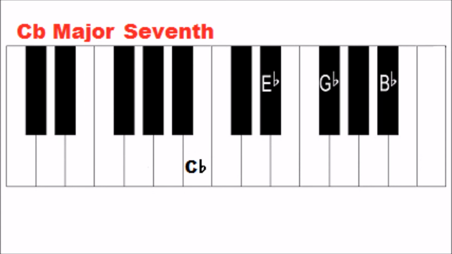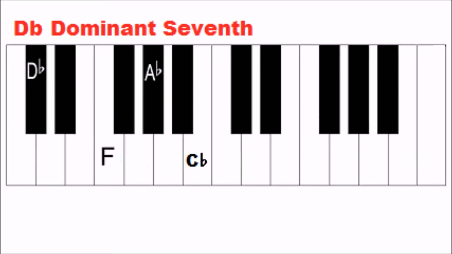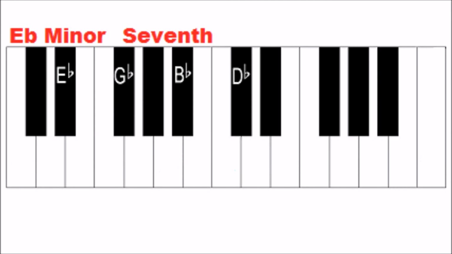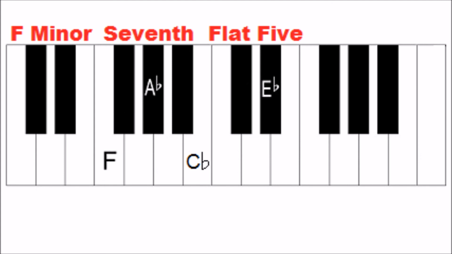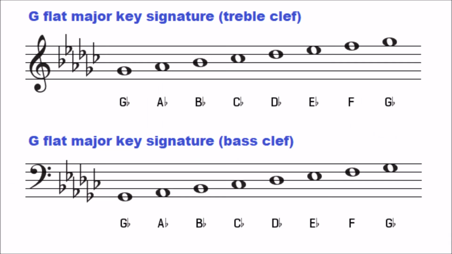The notes of chord 4, C flat major 7th, are C flat, E flat, G flat, B flat. The notes of chord 5, D flat dominant 7th, are D flat, F, A flat, C flat. The notes of chord 6, E flat minor 7th, are E flat, G flat, B flat, D flat. The notes of the F minor 7th flat 5 chord are F, A flat, C flat, E flat. And this is chord number 7.